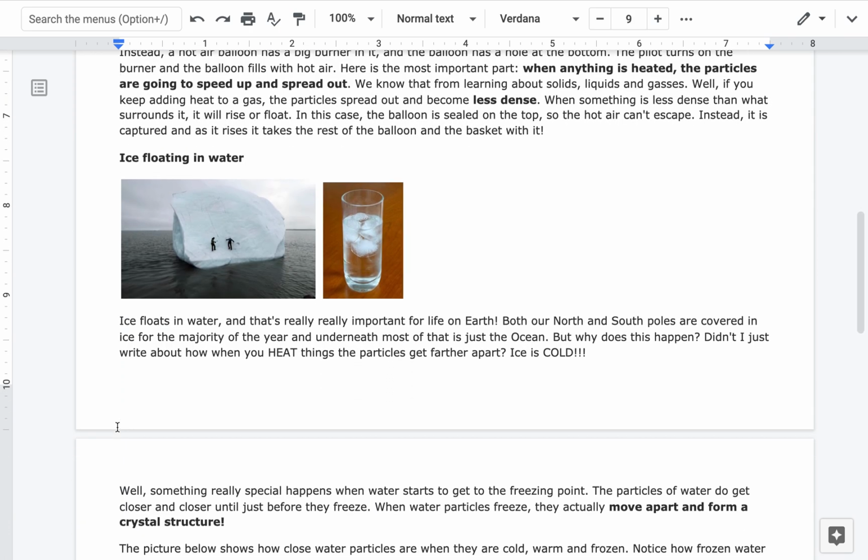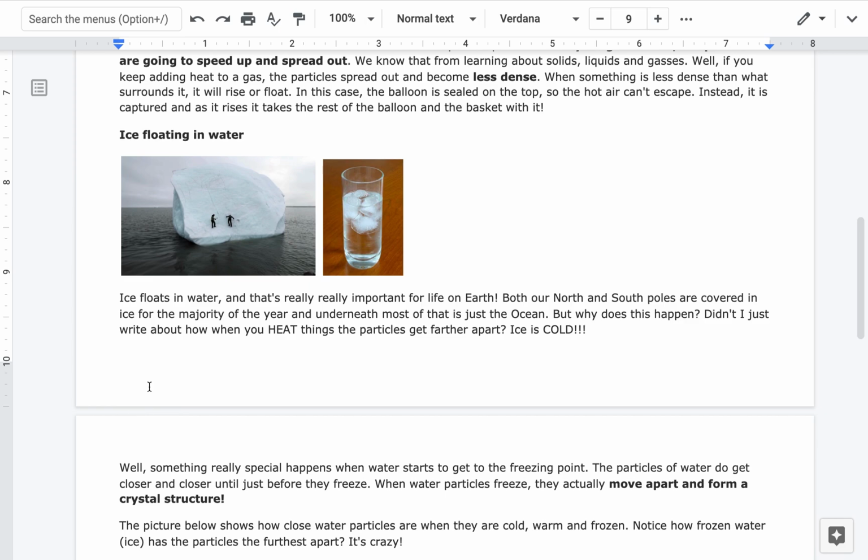This one is ice floating in water. All right, we got a picture of an iceberg with a couple of people standing on it, and then just a regular glass with water and ice in it. Of course, you can see that the ice is at the top of the glass, not at the bottom. Okay, so ice floats in water, and that's really, really important for life on Earth. Both our north and south poles are covered in ice for the majority of the year, and underneath most of that is just the ocean.